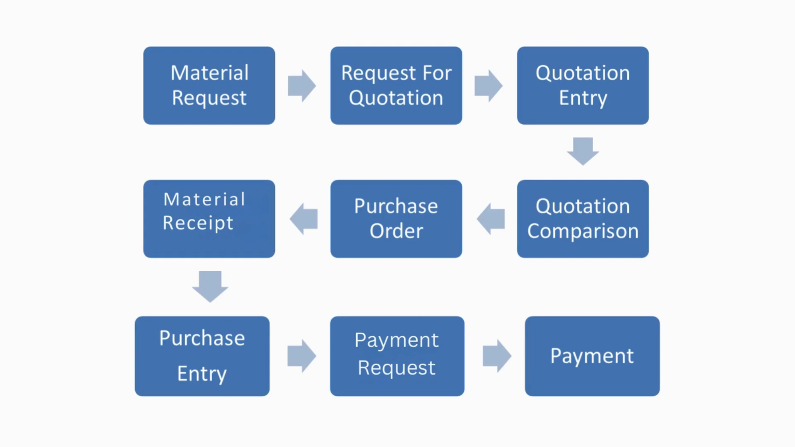Purchase entry. Record the received materials in the system. Payment receipt. Process the receipt of payment from the supplier. Payment. Make the payment to the supplier. Let's take a look at the video for the procurement to payment cycle through ERPNext.